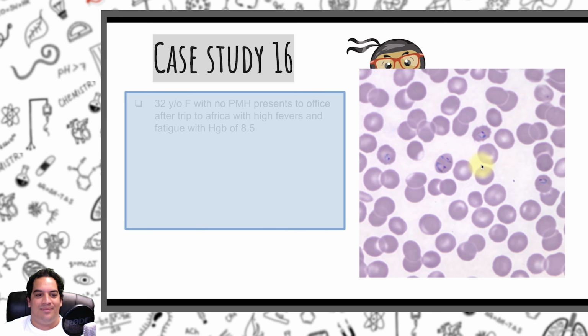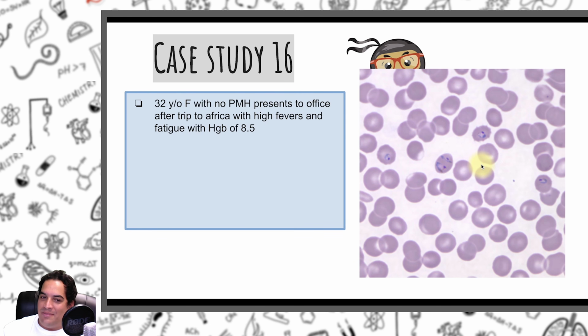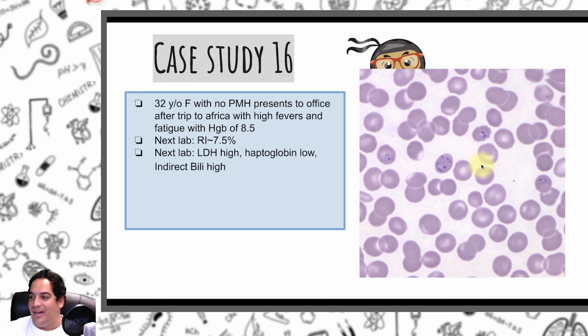All right, next one. 32-year-old female, no past medical history, presents to the office after a trip to Africa with high fevers and fatigue. Hemoglobin of 8.5. All right, they got anemia. Check the retic. It's elevated. Is it increased destruction or loss? How do I know? Check my hemolytic labs. They're elevated. Is it autoimmune? Check a DAT. It's negative. It's not autoimmune. Then what do I got to do? Look at my history and consider my peripheral blood smear. History. What do I see here? High fevers and fatigue. Trip to Africa. That's interesting. Look at my peripheral blood smear.